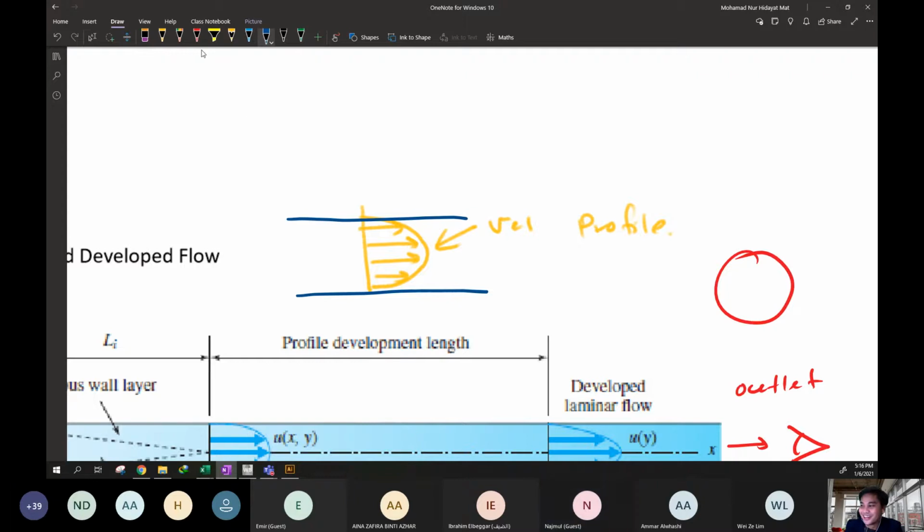Okay, all right. This is the pipe. Inside the pipe, definitely we have the wall friction.